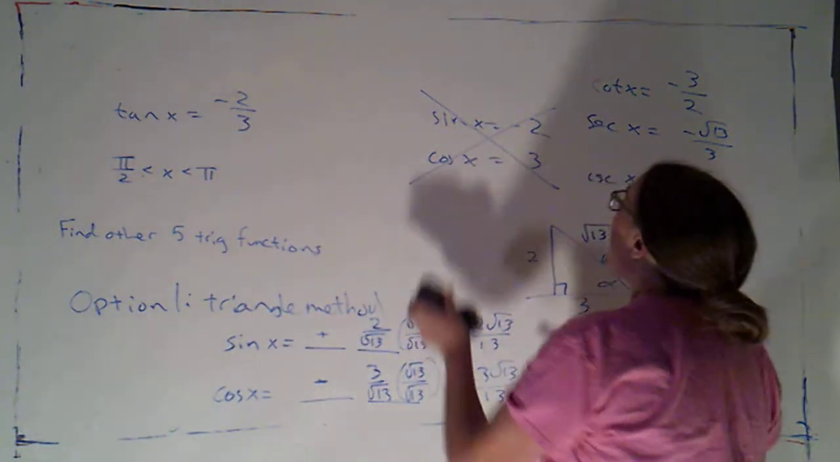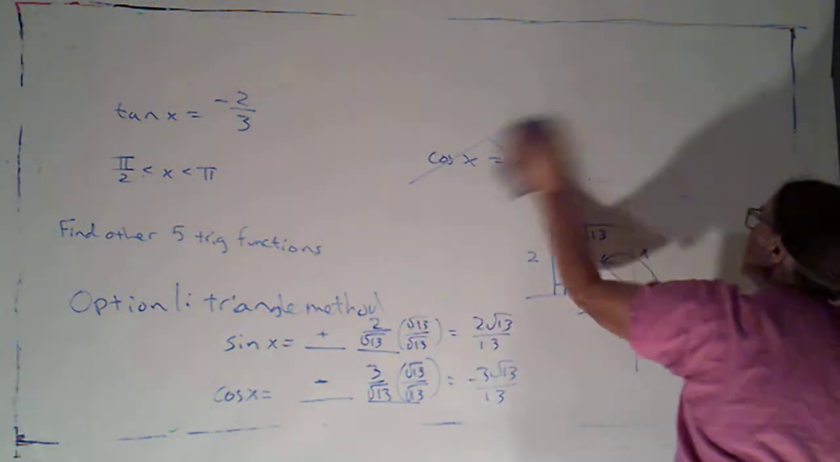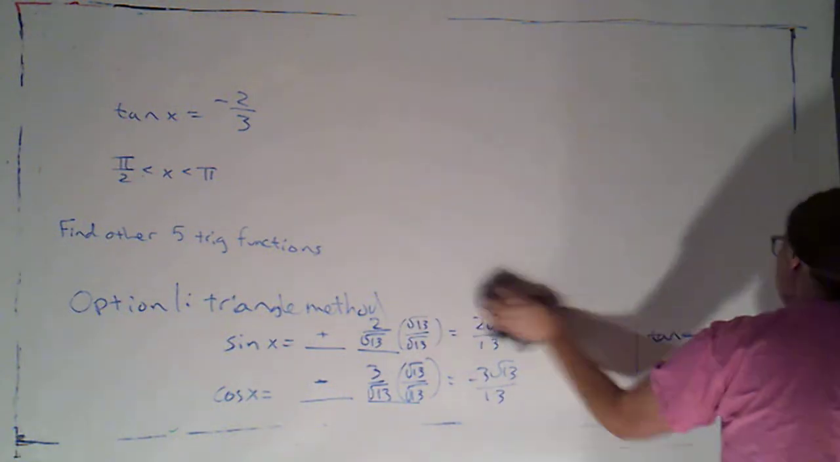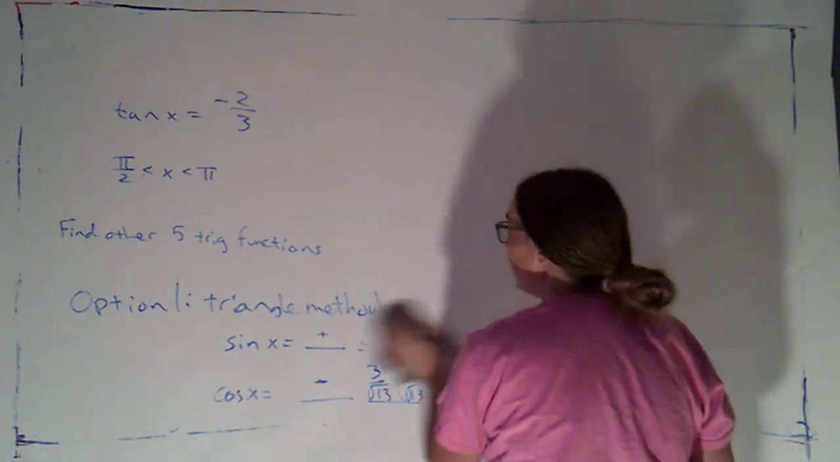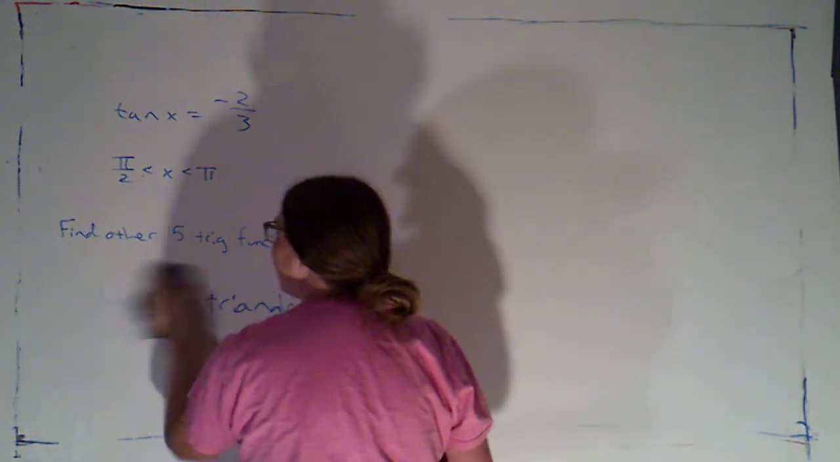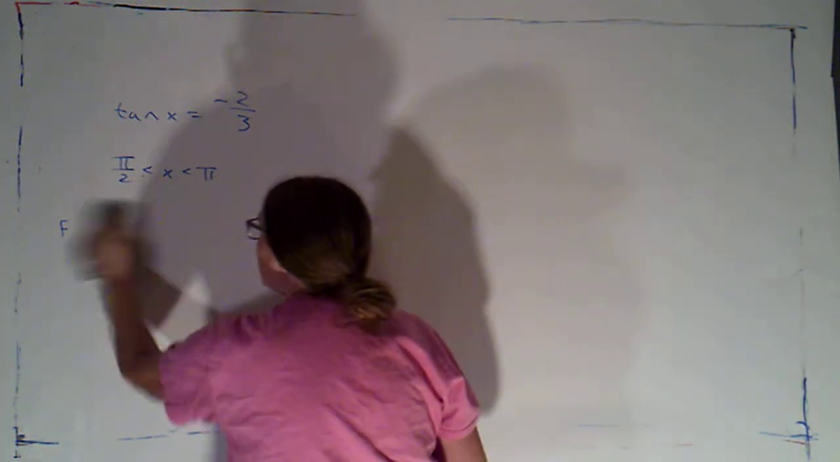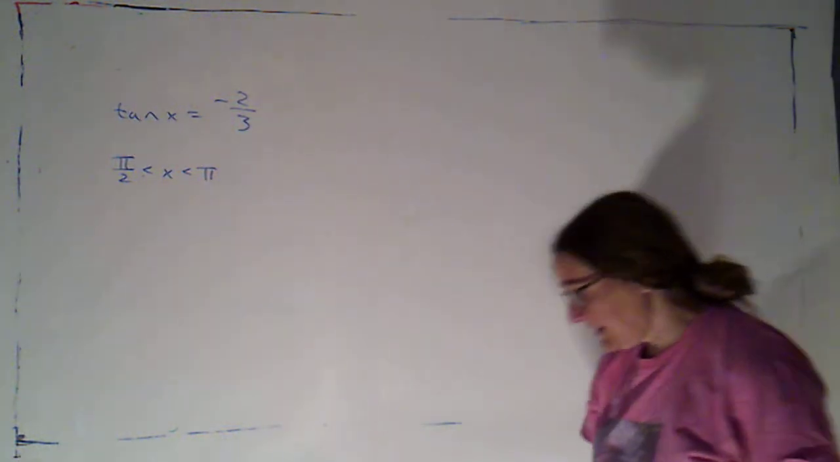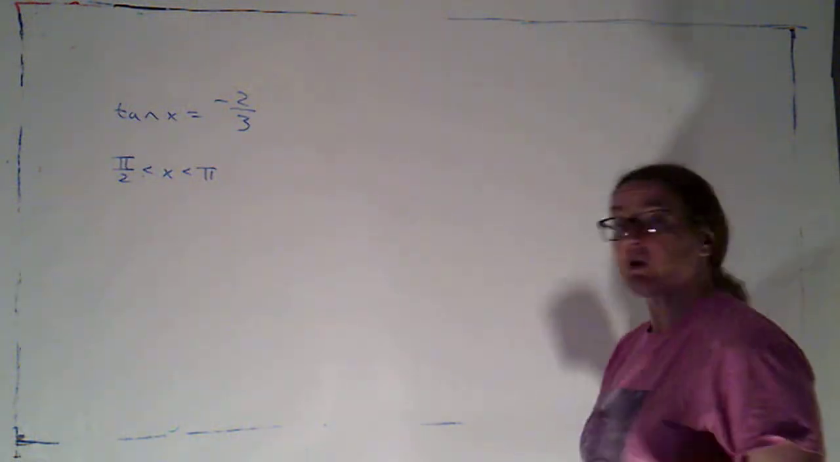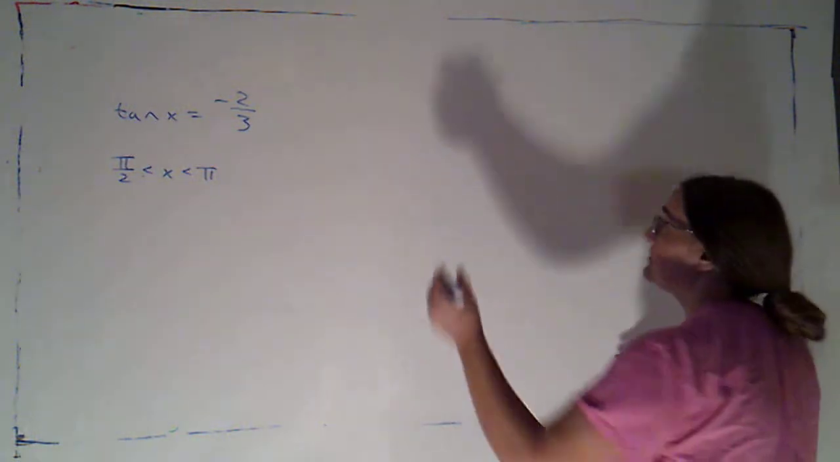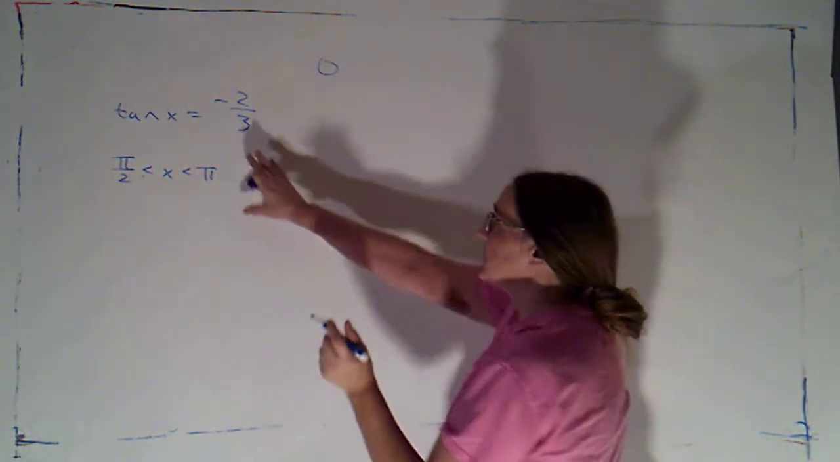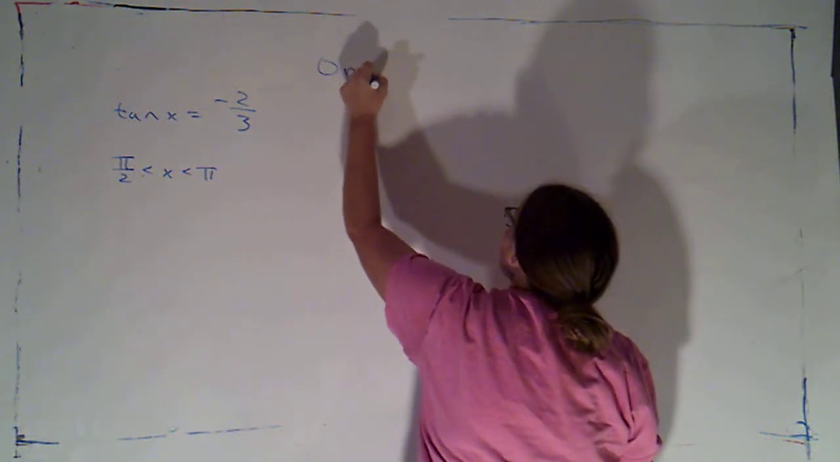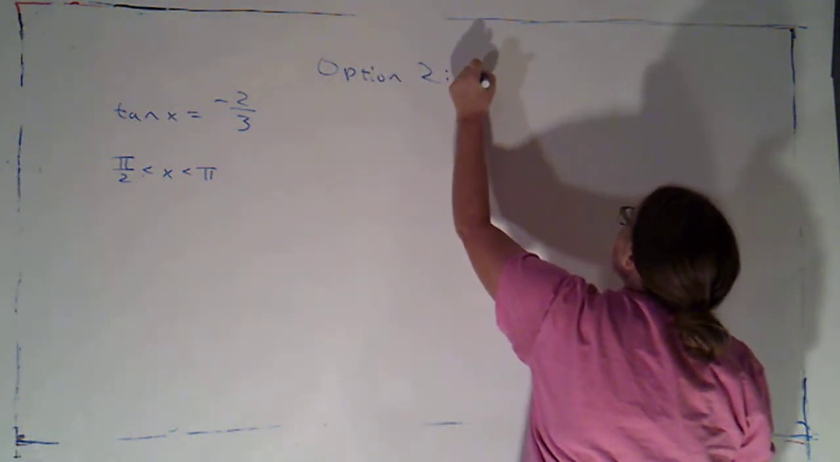Okay. Option 2 is to use our identities. Now, identities are incredibly useful. I tend to think for a problem like this, my preference is the triangle method. But there are other problems where I think identities are the way to go. So I'm going to show you, and you can use either method. Does not matter to me as long as you know how to answer these questions. So option 2 would be to use identities.